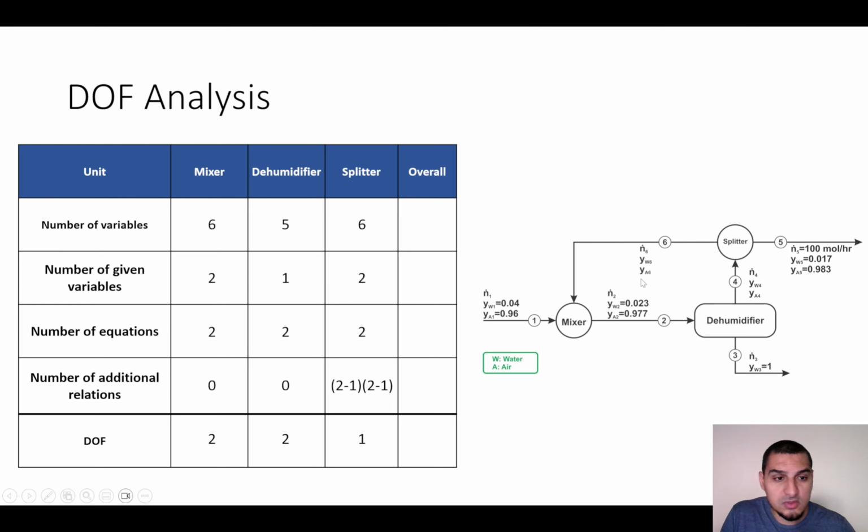So we have 1, 2, 3, 4, 5 components. We have 1, 2, 3 given variables, and 2 equations, and this makes the degrees of freedom equal to 0.